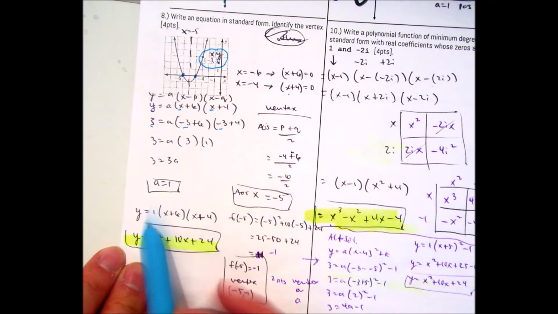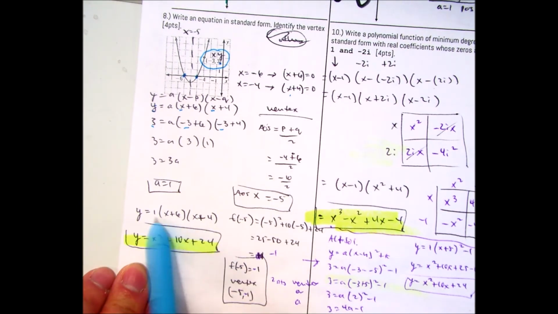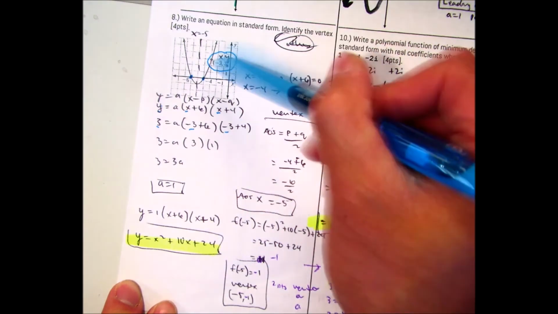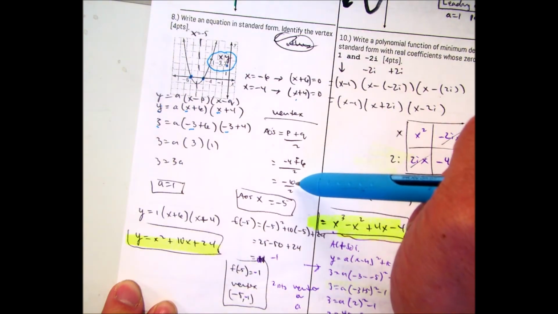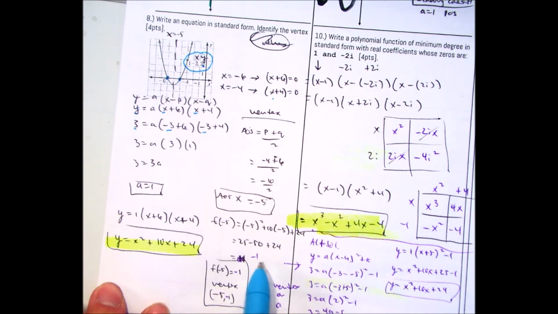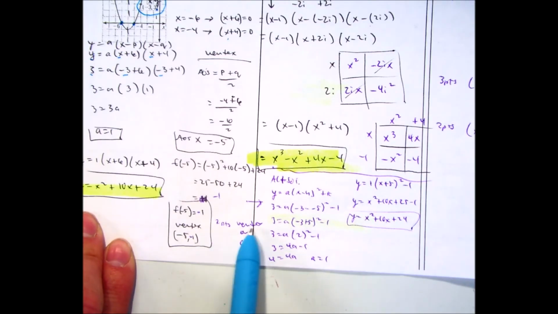What did I do with a equals 1? I put it back into my equation with x-intercepts of -6 and -4, and you use FOIL or the box method, and this is in standard form: y equals x squared plus 10x plus 24. To find your vertex, I added -4 and -6 together. That gives me -10, and -10 divided by 2 is -5. So my axis of symmetry is -5. If I put -5 back into the function, I get -1, so my vertex is -5, -1. I gave you 2 points if you solved for the vertex or solved for a to be 1.